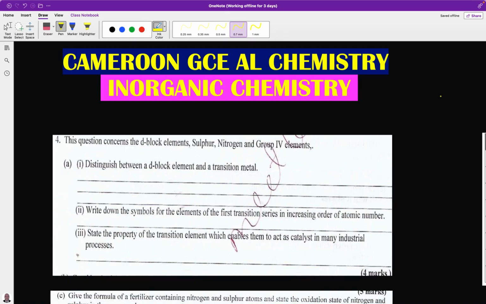of the question paper, I will first of all apologize for the poor quality of the question paper I received. So we will be starting with question 4. This question concerns the D block elements, sulfur, nitrogen, and group 4 elements.